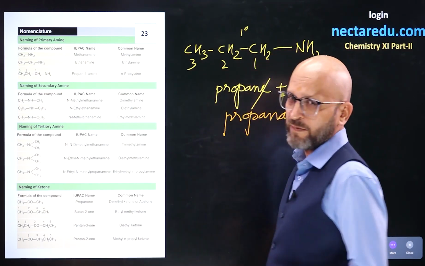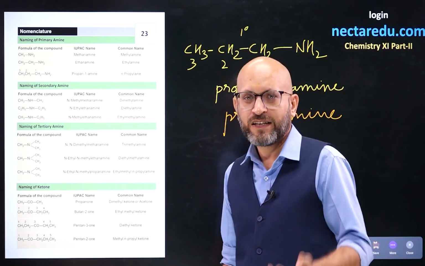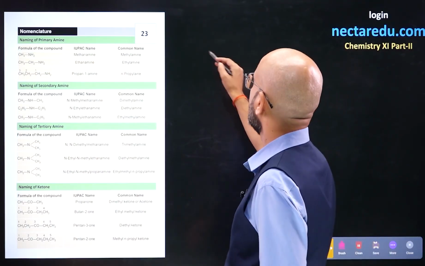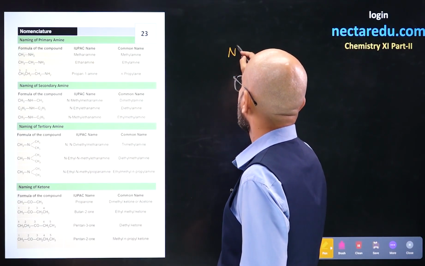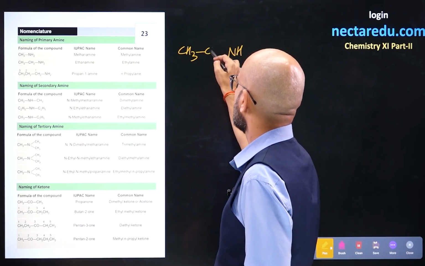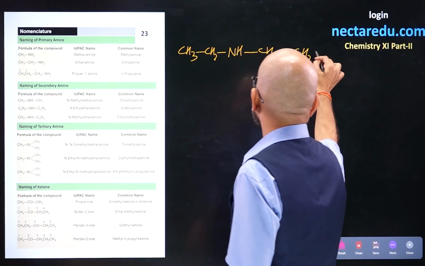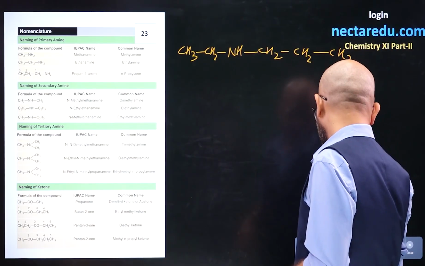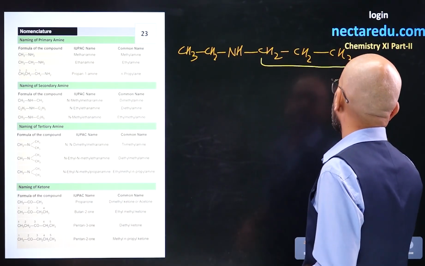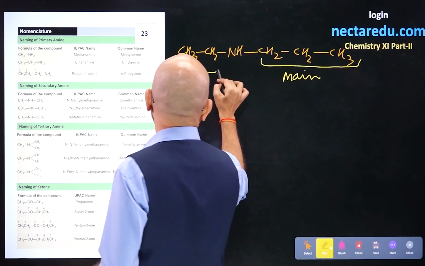Similarly, if you have 4 carbon amine, you will say butanamine, 5 carbon amine, pentanamine, 6 carbon hexanamine, goes like that. Now I will take 2 degree amine. For example, I have this one, CH3 CH2 NH CH2 CH2 CH3. So the naming goes like this. The longest chain is taken to be the main chain, and the smaller chain is the side chain.